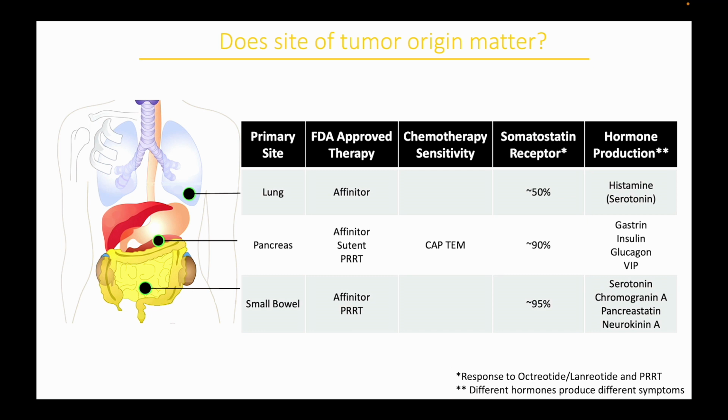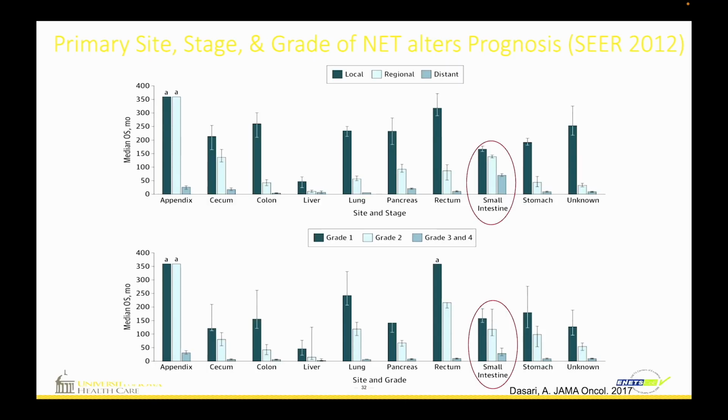Lung neuroendocrine tumors can make histamine. They can give almost an allergic reaction. Pancreas neuroendocrine tumors can make a bunch of things, including insulin, which can cause you to have low blood sugar.